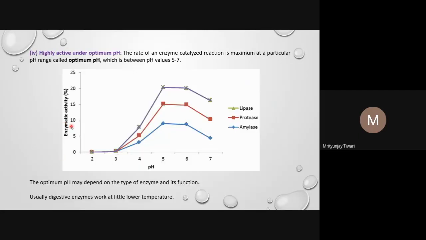Like the optimum temperature, enzymes also work effectively under an optimum pH. The rate of an enzyme catalyzed reaction is maximum at a particular pH range, and that pH range we call the optimum pH, which is usually between pH value 5 to 7, other than the enzymes which work inside the stomach.